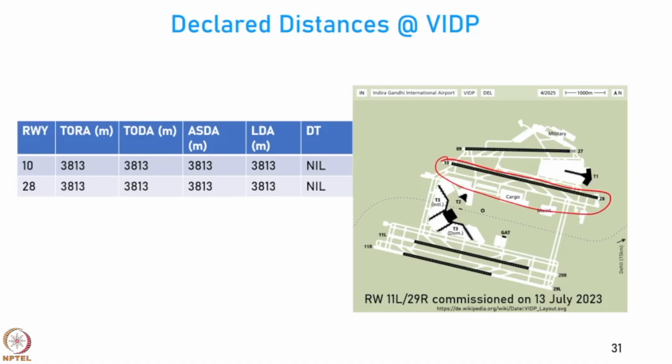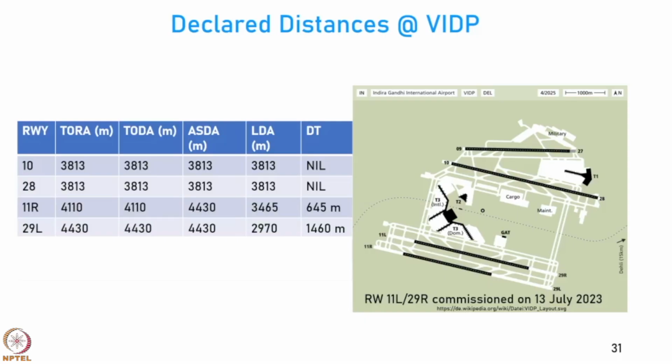Here we see that there is no displaced threshold at both ends, the entire pavement is being used, and therefore, you will find that all the distances are the same. You have a length of 3813 meters available, that is equal to TORA, TODA, ASDA and LDA. There is no stopway, no clearway, no displaced threshold. So, this is one standard case where you have no changes in the declared distances. TORA, TODA, ASDA, LDA are the same.